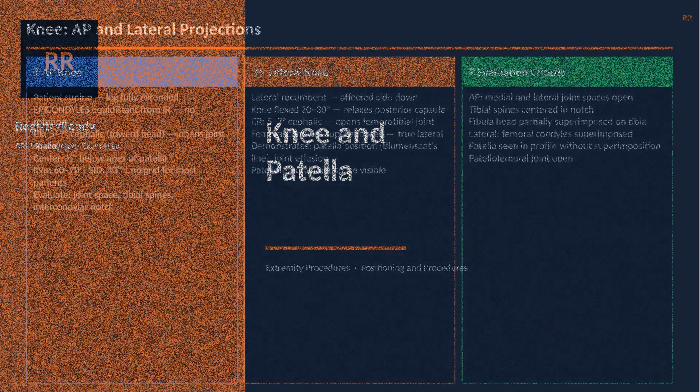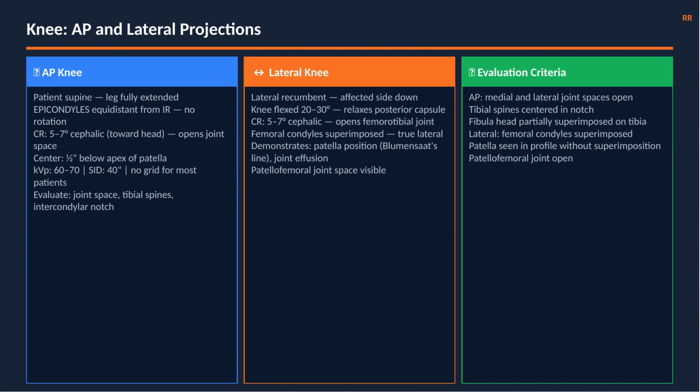AP knee. Patient supine, leg fully extended. Both epicondyles equidistant from the IR, no rotation. CR, 5 to 7 degrees cephalic, toward the head. That angle is not arbitrary.